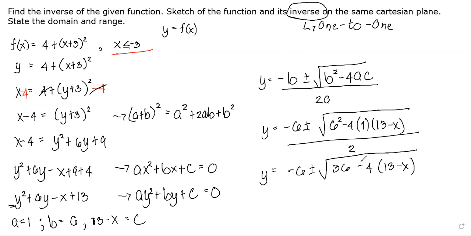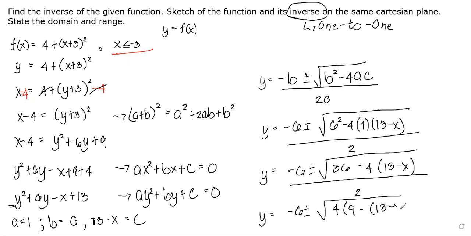So, mapapansin nyo, pwede nating i-factor out pa to eh. Diba yung 4? Pwede nating i-factor out pa yun kasi itong 36 minus 4, may common term siya which is 4. Pwede nating ilabas yan. Negative 6 plus minus the square root of 4 multiplied by 36 divided by 4 is 9 minus 13 minus x. Tama ba yung structure ko? Ayan, divided by 2. Okay, next page.